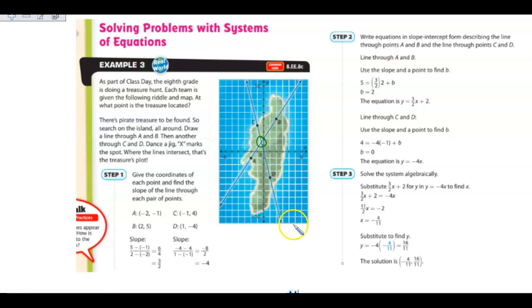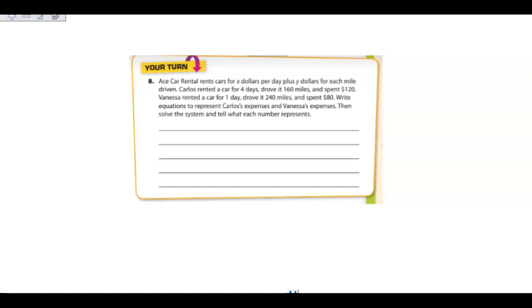Draw your line, and it says it's at this point right here. Those numbers are x is negative 4/11 and y is 16 over 11. So sometimes they don't look so pretty, but we can still find them. All right, let's take a look at your turn number 8.